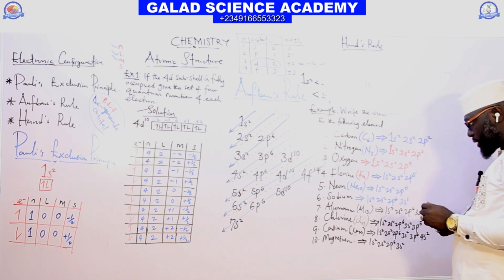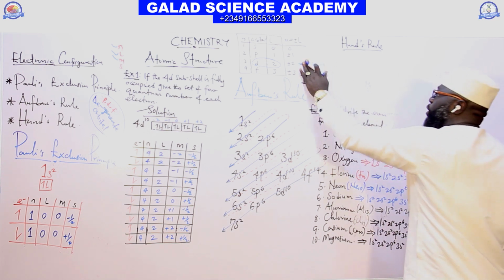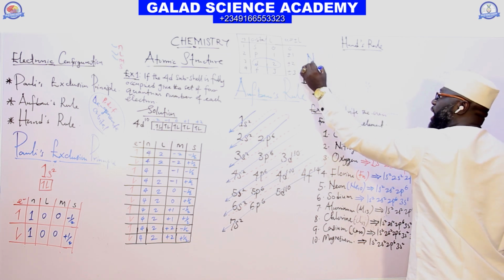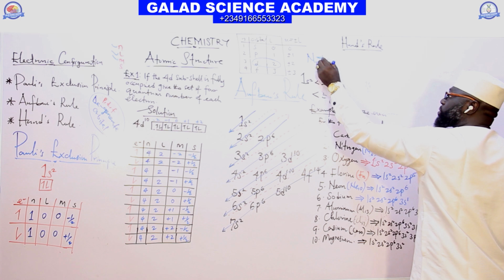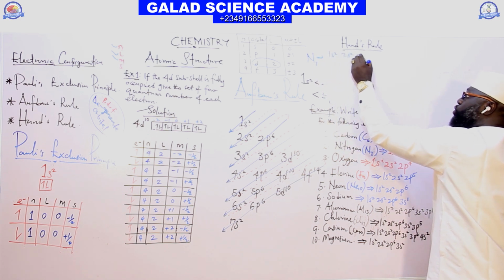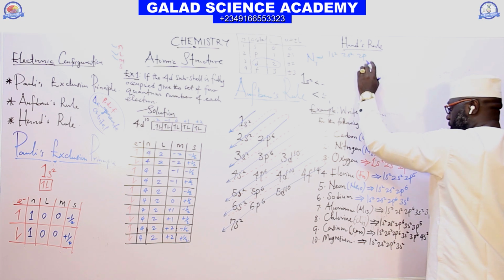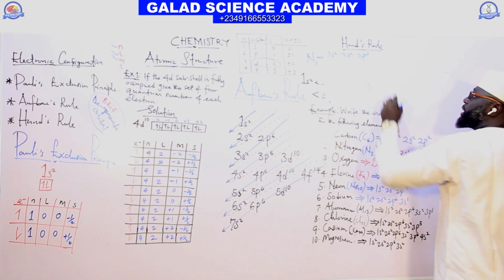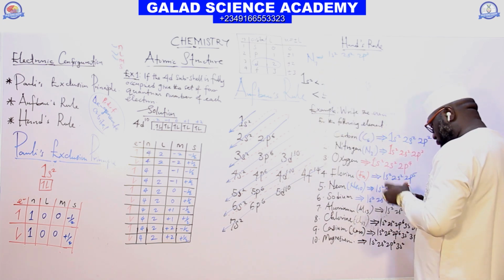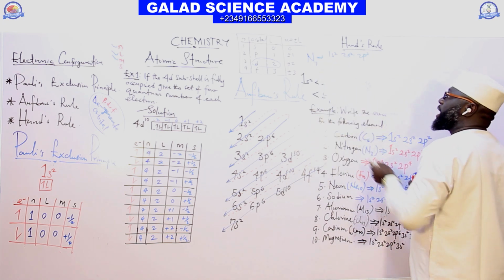Okay, let me take this as a case study: electronic configuration for nitrogen. Nitrogen has atomic number 7. It's 1s2, 2s2, 2p3. So let us draw the shell for nitrogen here.